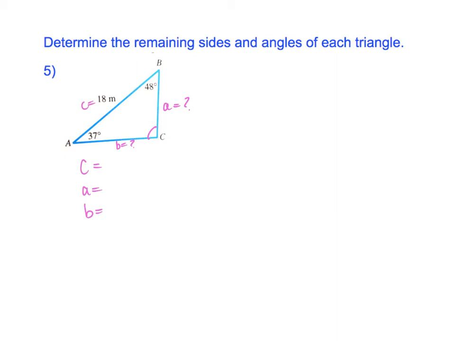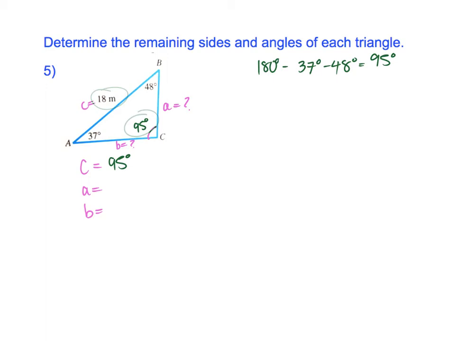So right now what I'm going to do is figure out the angle, since that's the easiest thing to do. If I take 180 and subtract the angles that I already currently have, I get about 95 degrees. So I know that C here is 95 degrees. If I know what C is, and I know what little c is, then I can create a proportion to figure out the other sides.